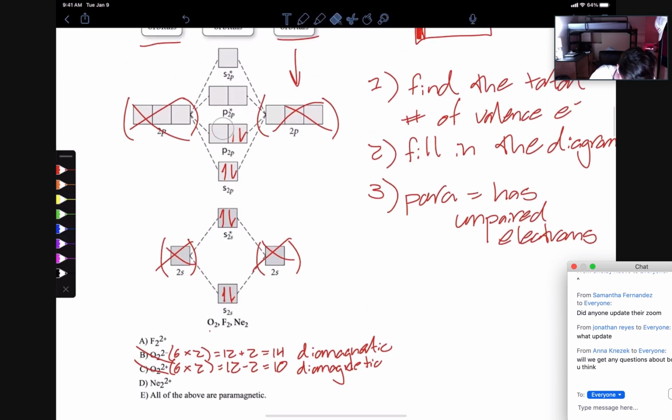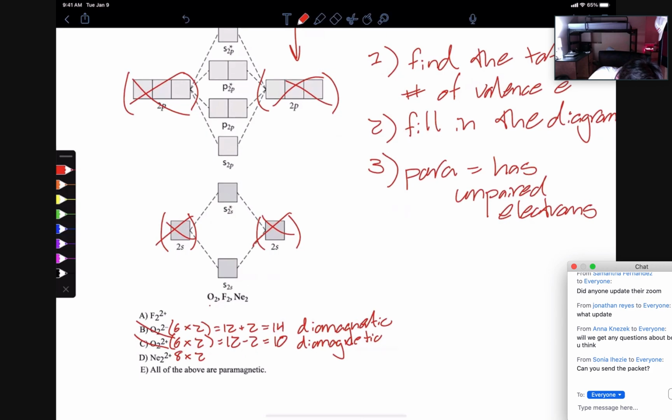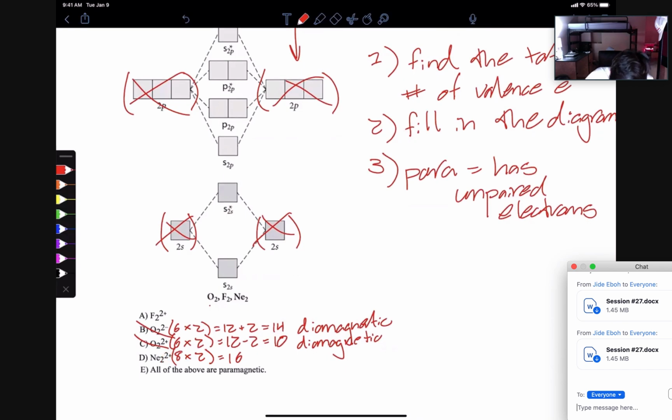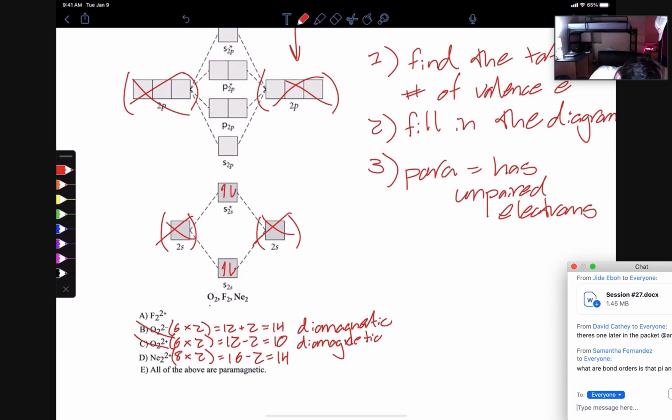Next, let's do neon, Ne2 2+. Neon is going to have 8 valence electrons, and there's 2 of them, so that's 16 valence electrons. But this is a 2+ charge, so we're removing 2 electrons. So this has a total of 14 valence electrons. Filling this in, 1, 2, 3, 4, 5, 6, 7, 8, 9, 10, 11, 12, 13, 14. Those are all paired, so it's diamagnetic.